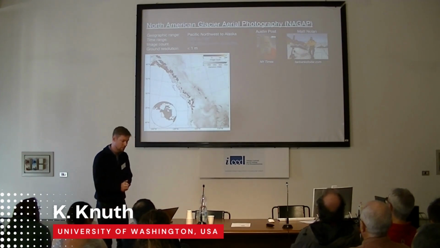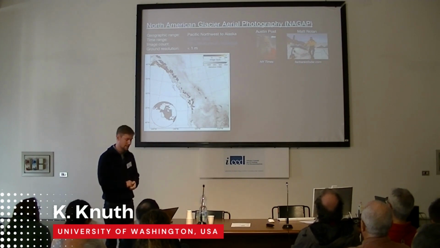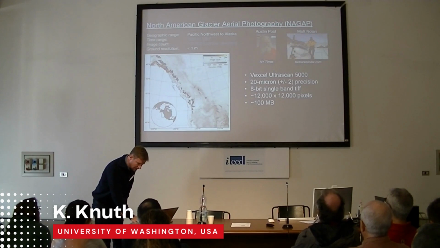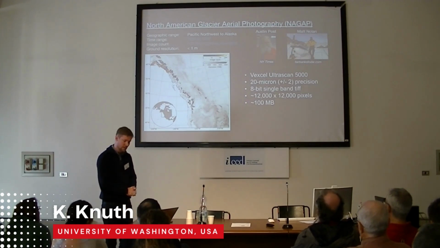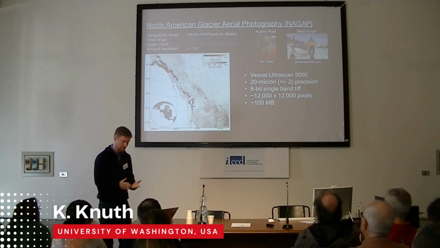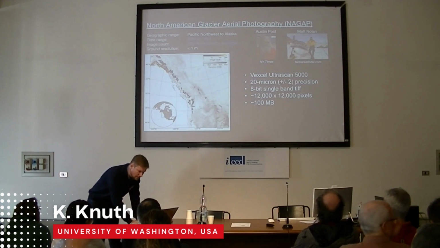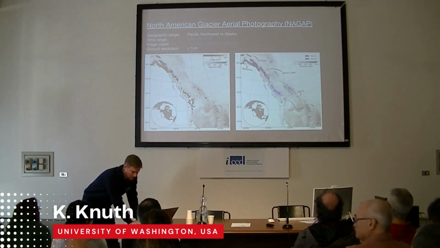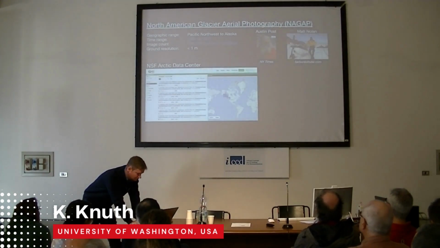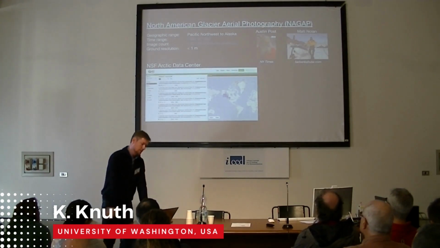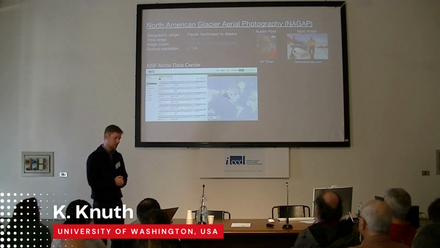Matt Nolan from the University of Alaska Fairbanks scanned in 20,000 of the 100,000 images. He used the Vexcel UltraScan 5000 and scanned them at 20 micron, 8-bit single-band GeoTIFFs, and that's roughly their size. So it's a good dataset to study these glaciers in this region. And they're provided via the National Science Foundation Arctic Data Center.